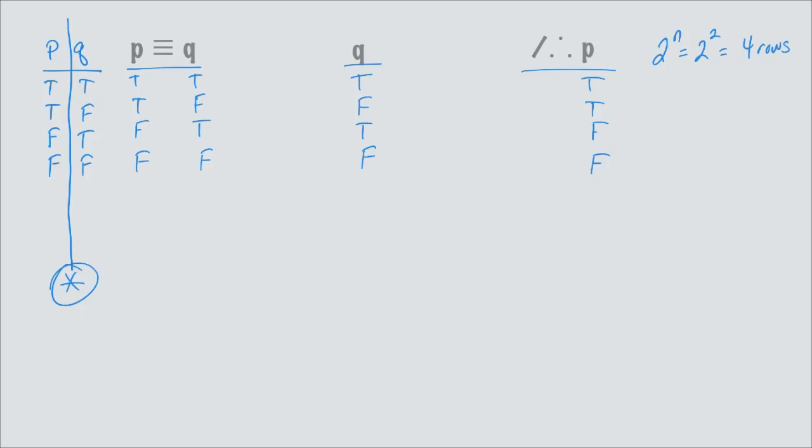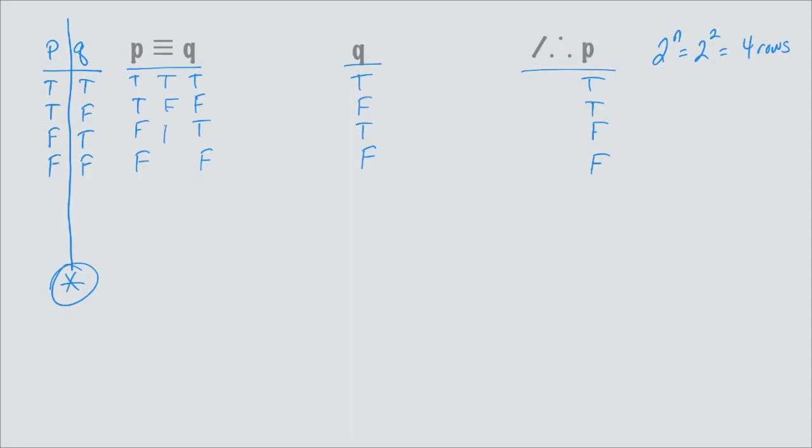Now, what's my next step? I have determined the base columns. I now go to my truth tables and I say, oh, this is a biconditional. So I go to my biconditional truth table. When both sides of the biconditional are the same, it's true. So both sides here are both true, so that's true. True and false, they're different, so it's false.